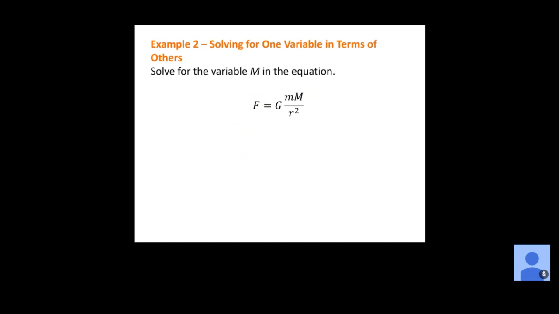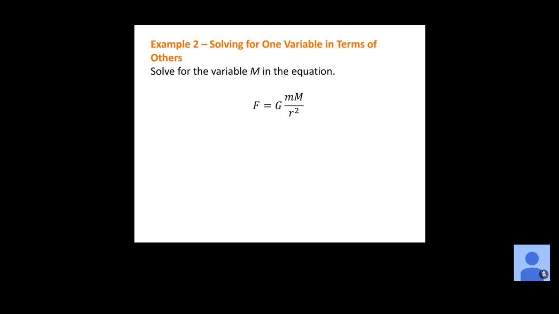All right, so now we have one variable in terms of another. So we're trying to solve this equation for the variable capital M, and we've got all these other variables that we have to deal with. But basically, all we're trying to do is get that capital M by itself. So we have to think about what processes we can do to make that happen.